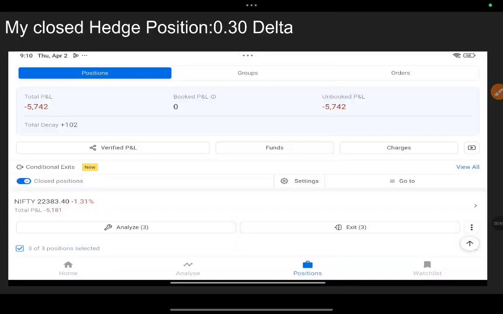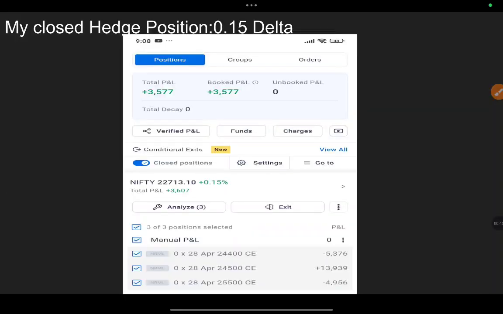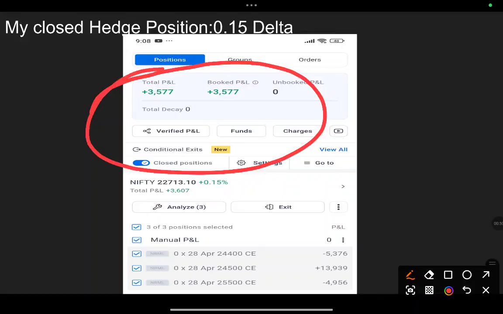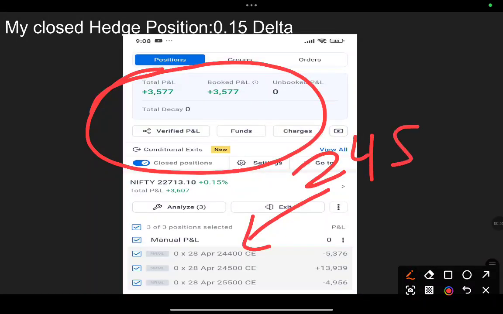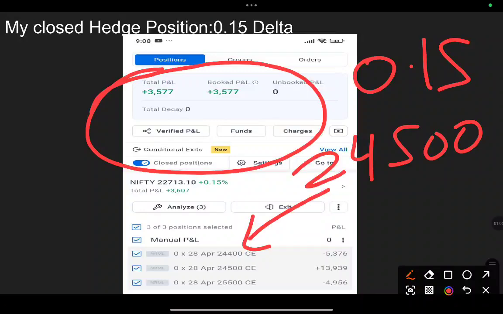Okay, 5,742 in one of the accounts. And if I go to the second account, if you see my position, this is 3,500 profit. And the position which I'm holding over here is around 24,500 CE. So that's why it was a very far away position, guys, which was calculated based upon my AI tool, which pointed me to select the 0.15 delta option strike, in the combination which I have deployed.